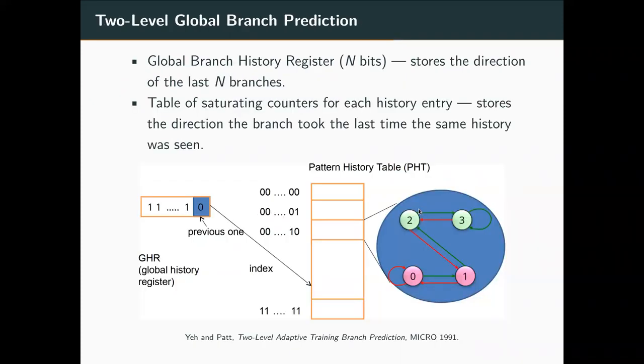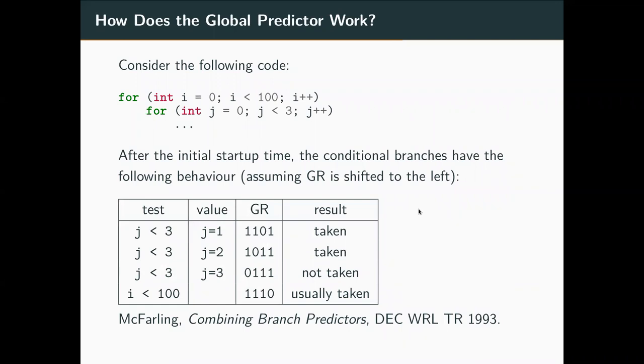Any questions before we go into this example? So, we're going to look at this code here. We have a for loop that's going from I equals 0 to I less than 100. And we have another for loop in here, which is the one that we really care about, which is going from J equals 0 to J is 2.